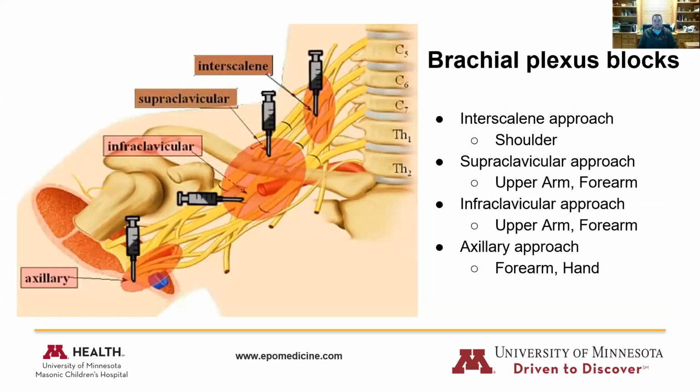Brachial plexus blocks are not very common in peds, so I'm just going to spend 30 seconds on that. The main message is that it very much depends where you access the brachial plexus to get pain control for different areas. The higher up you go, the higher up on the arm you will receive numbness. So the interscalene block creates mostly shoulder numbness, while going further down with a supraclavicular, infraclavicular, or axillary approach, you can reach the arm, the forearm, and the hand respectively.